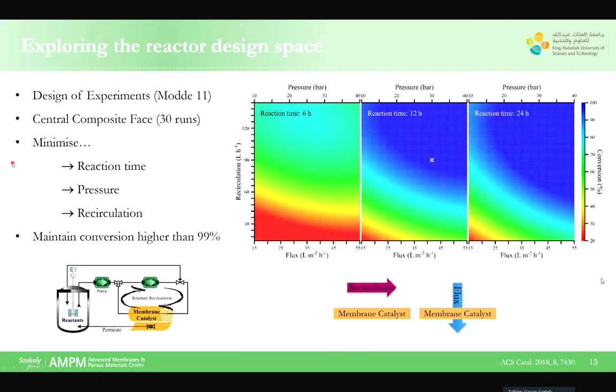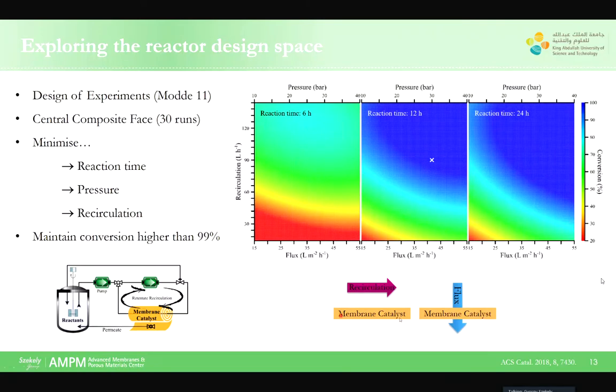Okay, so then we were looking at the process design, and we wanted to optimize this membrane catalytic reactor. So we turned to a design of experiments. Instead of doing trial and error, we used the central composite phase model with 30 runs, and the objective was to minimize the reaction time, minimize the pressure that we need, and the recirculation. Okay, so the recirculation is basically the flow rate of the recirculation pump in the system.